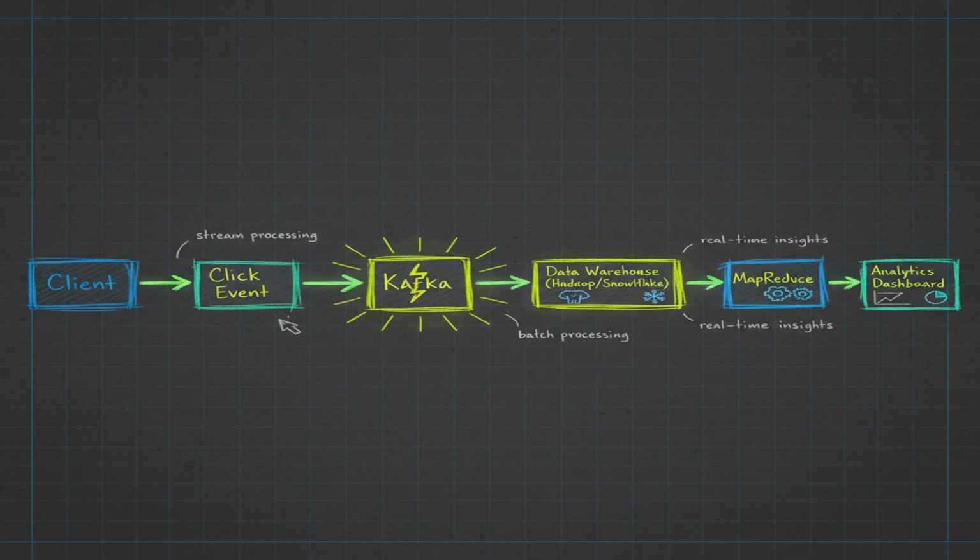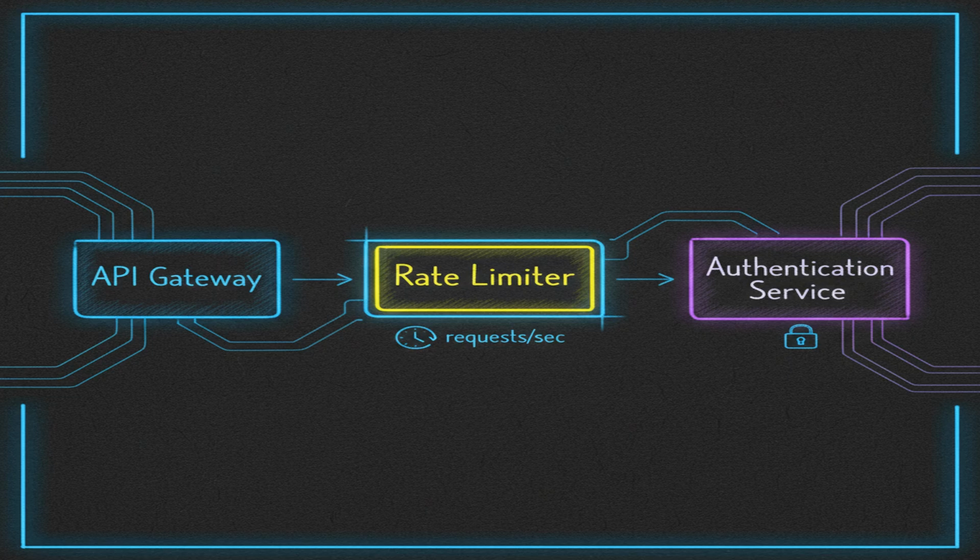For analytics and click tracking, we need to capture click events. We can use Kafka to ingest these events in real time. These events are then processed and stored in a data warehouse, like Hadoop or Snowflake, for analysis. MapReduce jobs can perform aggregations and generate reports on click-through rates, geographic distribution, and other metrics. This provides valuable insights into URL usage.